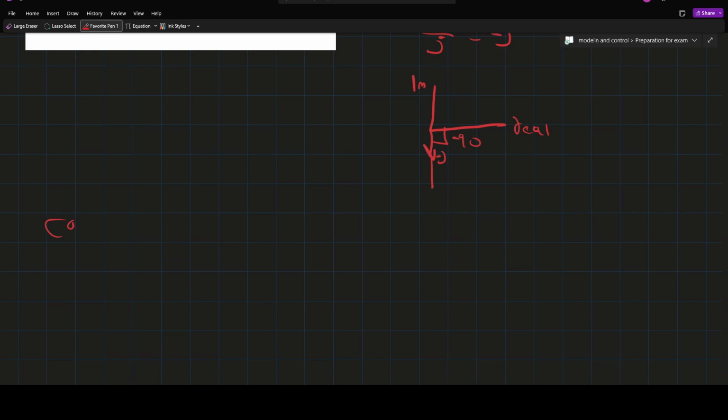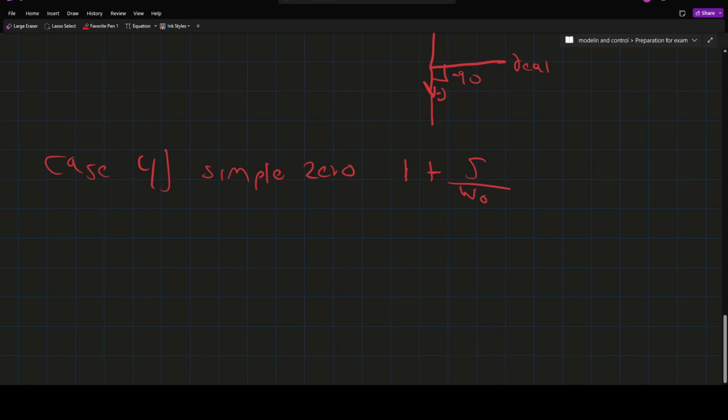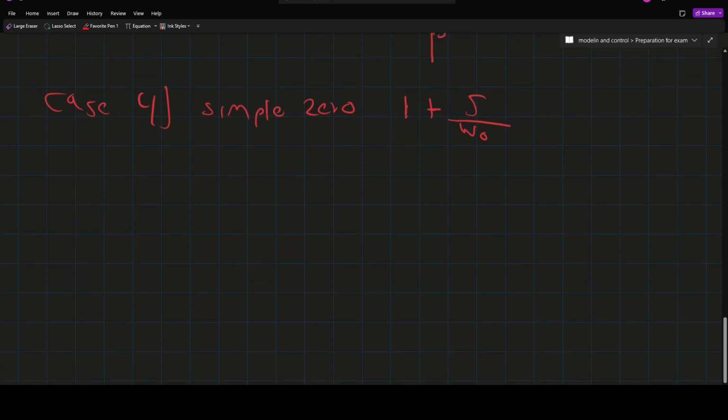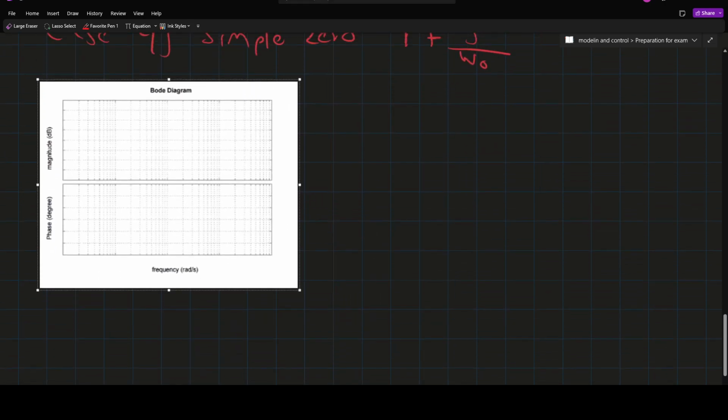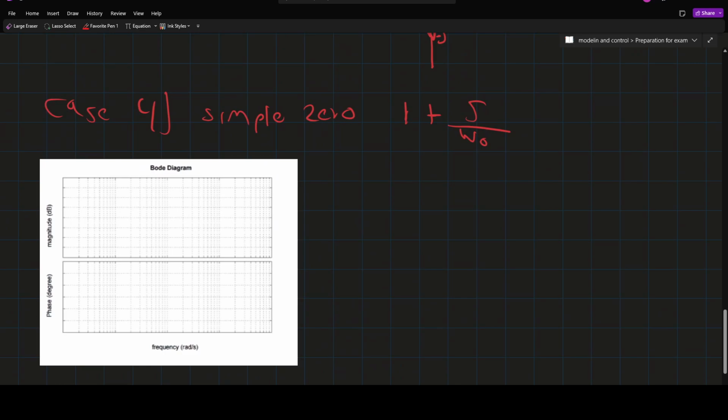Okay, now we're going to see case 4, when we have a simple zero. A simple zero means 1 plus s over some value, omega naught, or z. It depends on how you look in the books. And now we are going to see this. Again, the magnitude is going to be 20 log of 1 plus omega over omega naught.